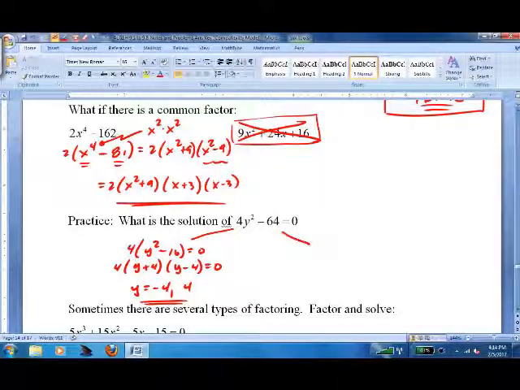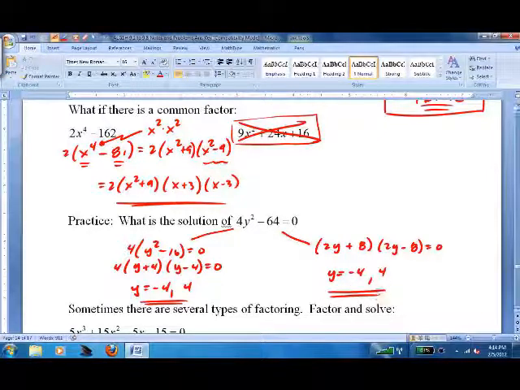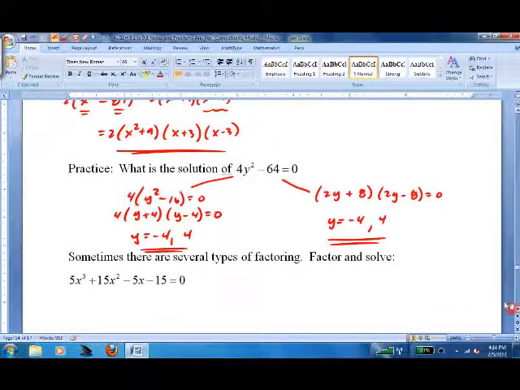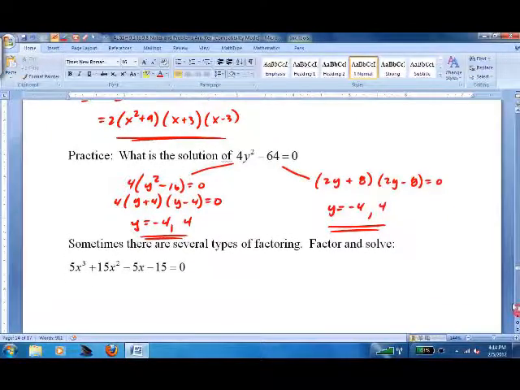Or you could have just done 2y plus 8, 2y minus 8, and y equals negative 8 over 2, also known as negative 4, 8 over 2, also known as 4. So either way works. Personally, I like to do the first way, pull out a common factor. It's a good habit, always pull out a common factor when you can.